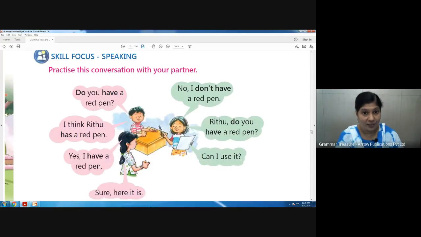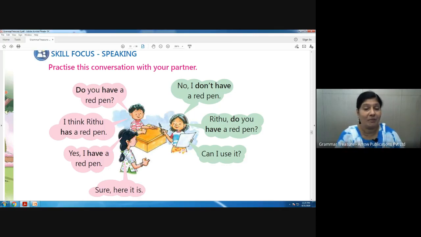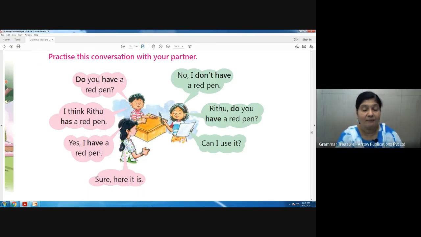Now, why do you have to learn this? You have to learn this speaking exercise because we want you to speak. You have to get good at speaking. You have to get better and better at speaking. So you practice these conversations and you'll get better and better at speaking correctly also. So practice this conversation with your partner.